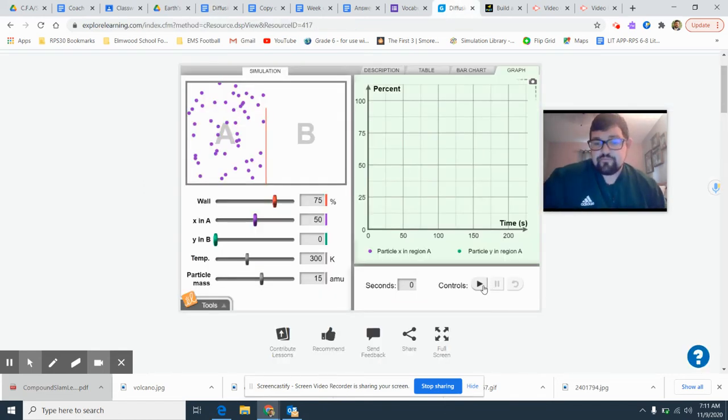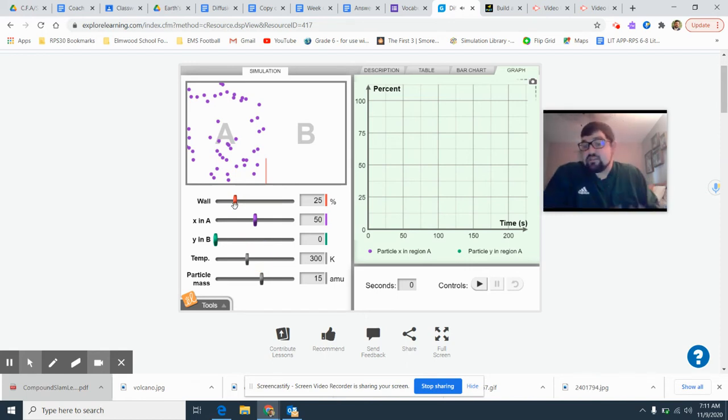If I can hit play, and then I'll just go to reset. I want to go back to where I was. It's 50%. Everything's on A, right? I'm going to change the wall, so I'm going to go down to 25%. So we're going to say there's less beach here. The distance between the water and the living things is less.